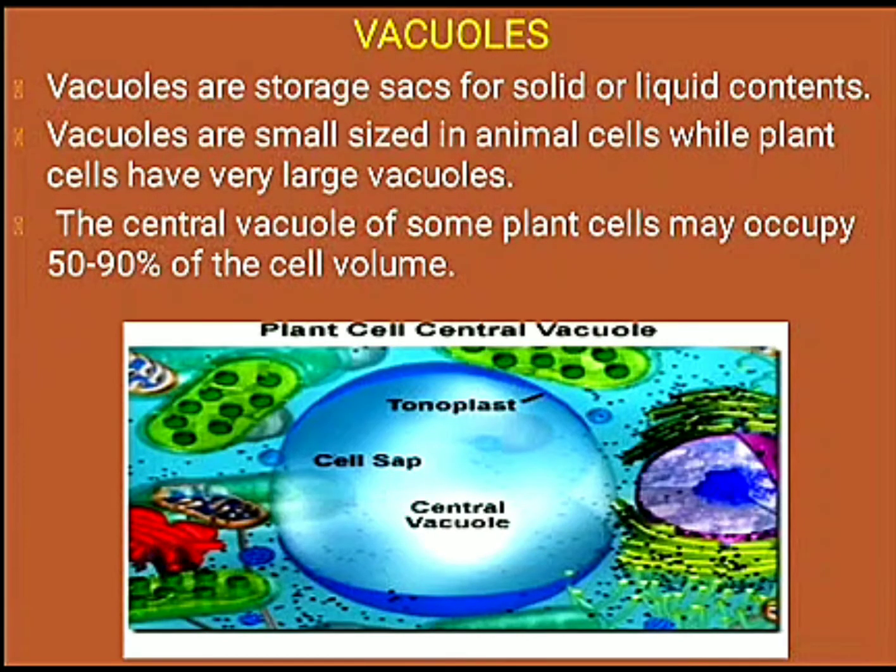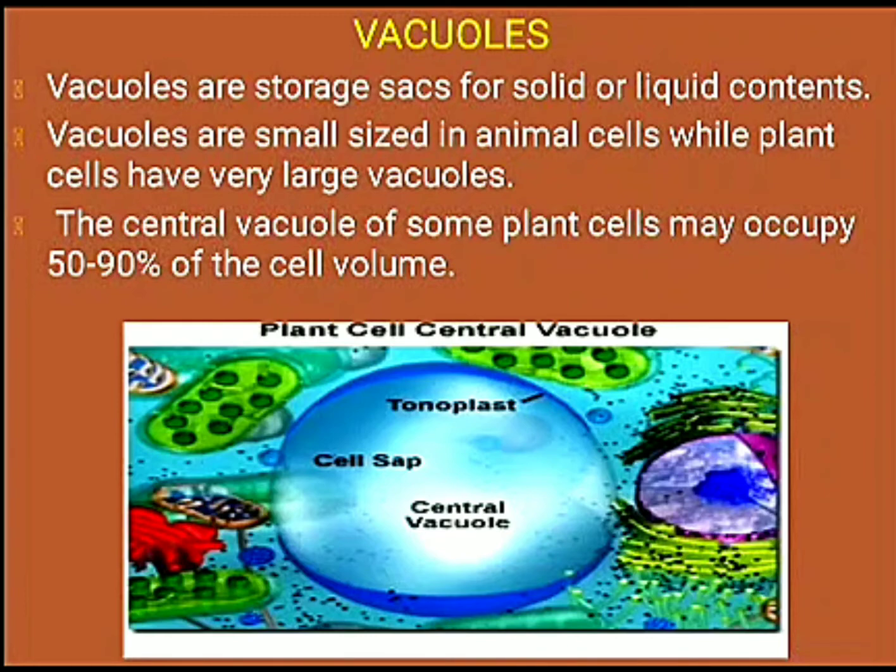Now let's talk about the last organelle of the cell, which is called the vacuole. Depending upon the type of cell, vacuoles may vary in shape and size. Say for example, if we talk about plant cells, vacuoles are larger in size. In some of the matured plant cells, vacuoles almost occupy about 50 to 90% of the cell volume. They act like a storage sac for solid or liquid contents inside the cell.